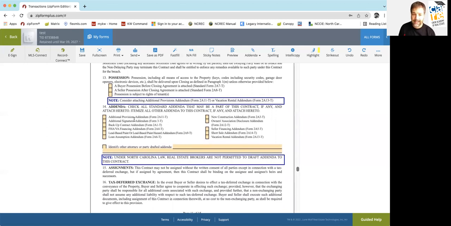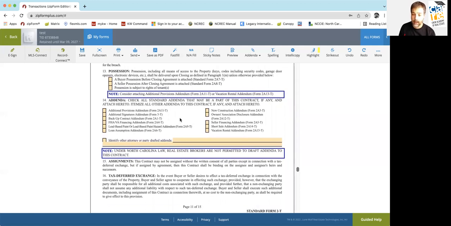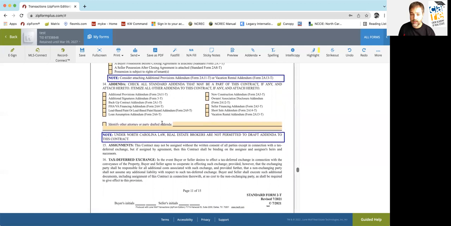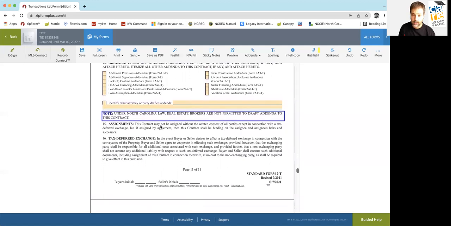Your other pre-populated addenda that exist in your form software are listed here that you may opt to use. Common ones include the FHA and VA financing addendum, the lead-based paint addendum. There's also oftentimes an additional provisions as well. So these are some of the most common. Of course, there are several, and you should look at those as well. You can find them in your form software.